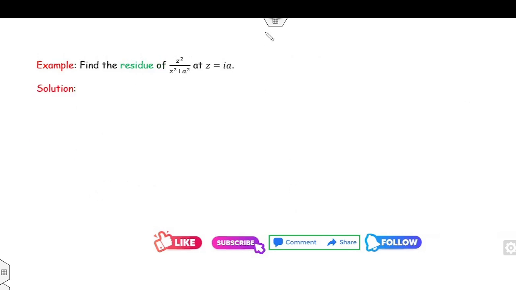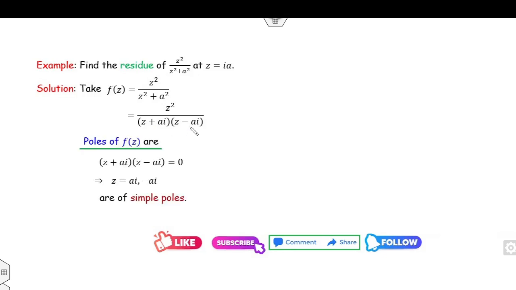Look at the next one. Find the residue of the function at the point z = ia. So we will first check what is the order of this pole. How can you find the pole? You can set the denominator to 0. So that means z = ia, z = -ia, and both are simple poles. Your target is to find the residue at the point ia.